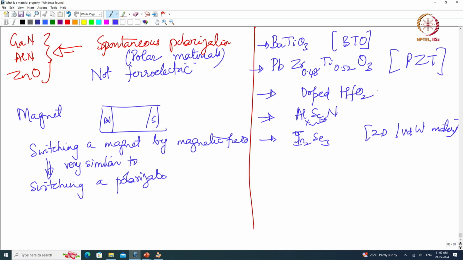So, you will see that in all these materials there is a polar group, there is a spontaneous polarization, but the spontaneous polarization can switch upon the application of an electric field. Then I call these materials ferroelectric materials. There are other things that they should satisfy, but fundamentally these are the three primary constraints to call something a ferroelectric material.